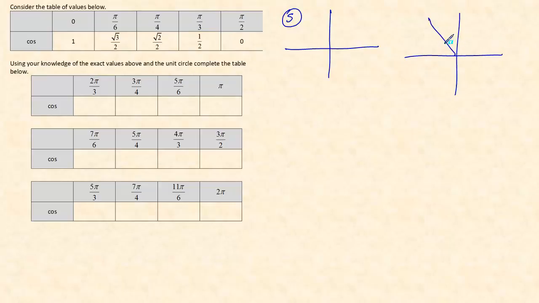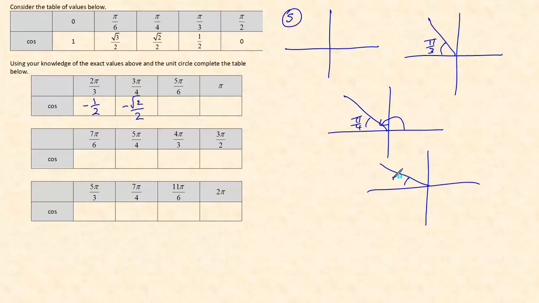2 pi by 3 is here, the associated acute angle is pi by 3. Cos of pi by 3 is a half, but we're in the S quadrant, so that's going to be negative a half. If we go to 3 pi by 4, which is here, the acute angle is pi by 4. Remember, the 3 pi by 4 is this one. And so what we're going to have is negative root 2 over 2. And then for the 5 pi by 6, which is sort of here, with the acute angle pi by 6. So cos of pi by 6 is root 3 over 2, but that's going to be negative.